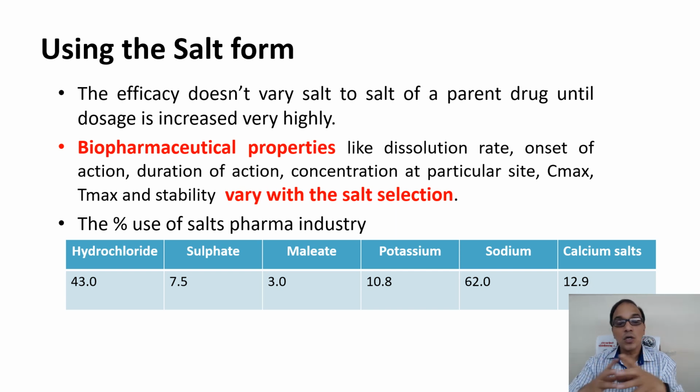As a quick overview of the percent use of salts in the pharma industry, the maximum use is of sodium salt with 62%, followed by hydrochloride salt, and then calcium salt, potassium sulfate, and then maleate salt, as you can see in this table.